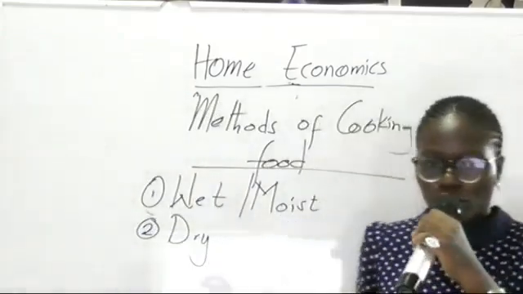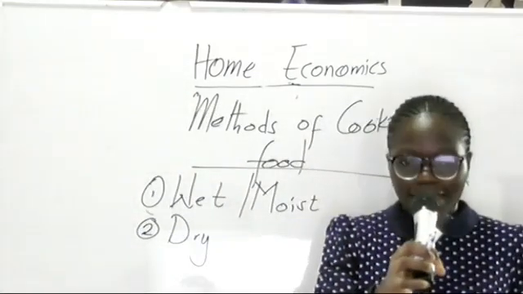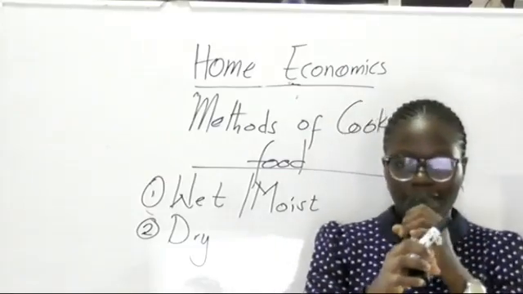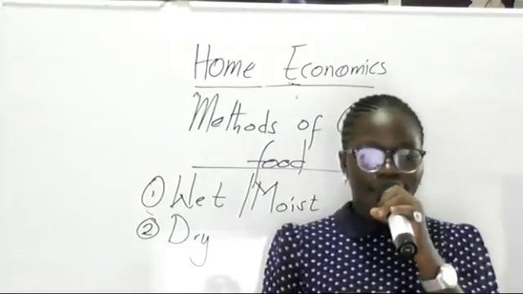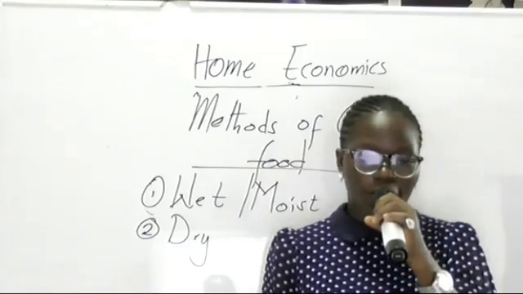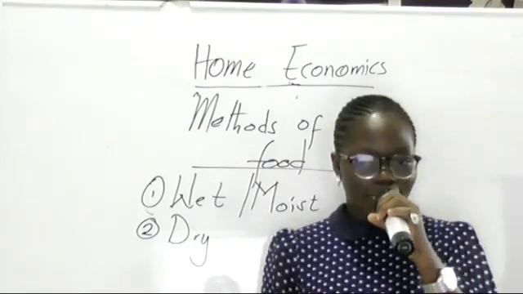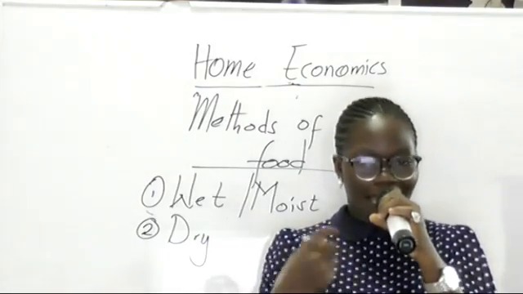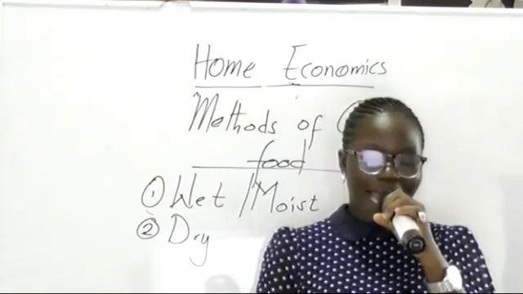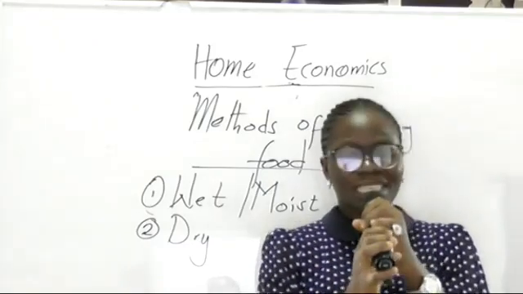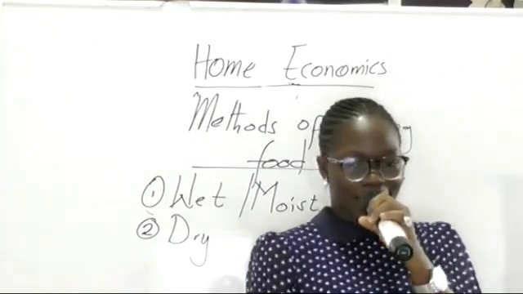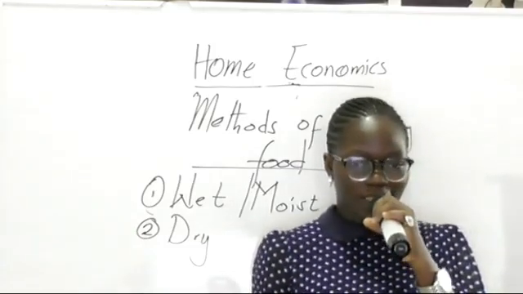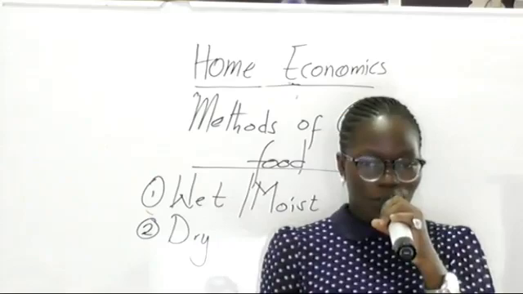As you can see on your screen, we have two methods of cooking food. We have the wet or moist method of cooking food and then the dry method of cooking food. But under each method of cooking food, we have a lot of examples or sub methods of cooking food under each. Now, you'll be thinking about what is this wet and dry method of cooking food?